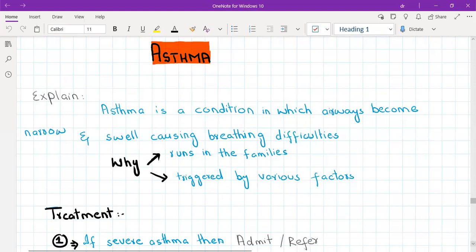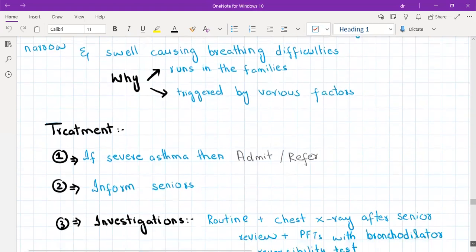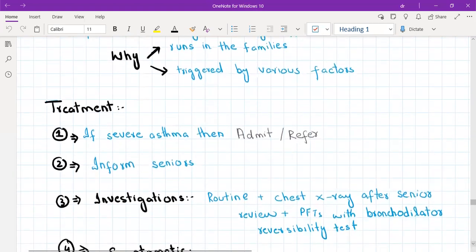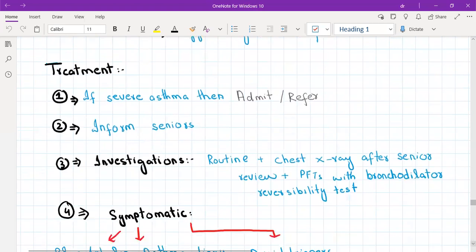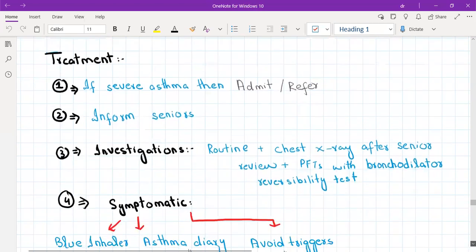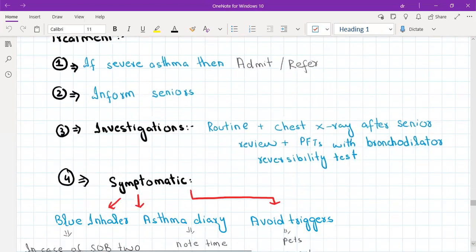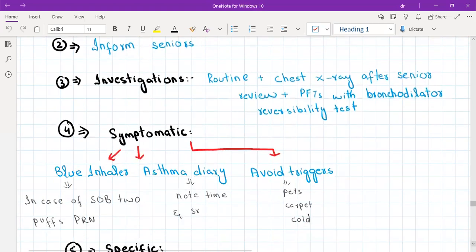So what is going to be the treatment for this patient? Obviously, if severe asthma, then if we are in the GP, we are going to refer. If we are in the ER, then we are going to admit. But this is not the severe asthma patient, so we don't need any referral or admission here. We just need to inform our seniors, and investigations should be routine blood tests, a chest X-ray and pulmonary function test with bronchodilator reversibility testing.